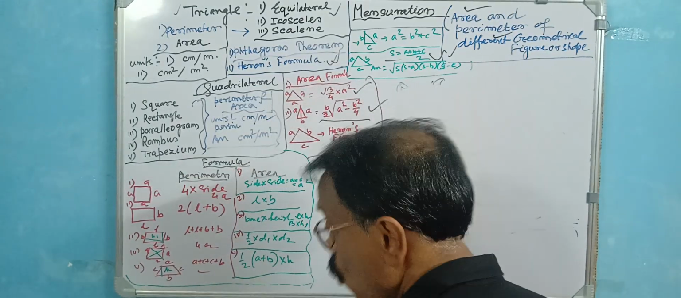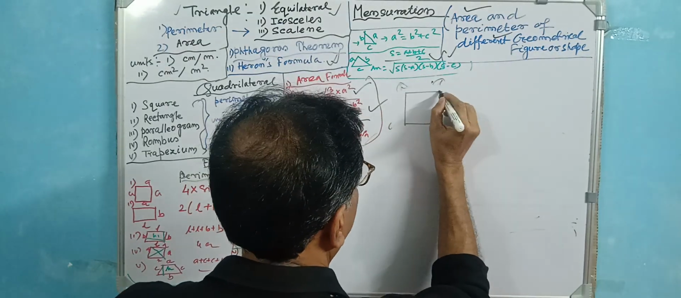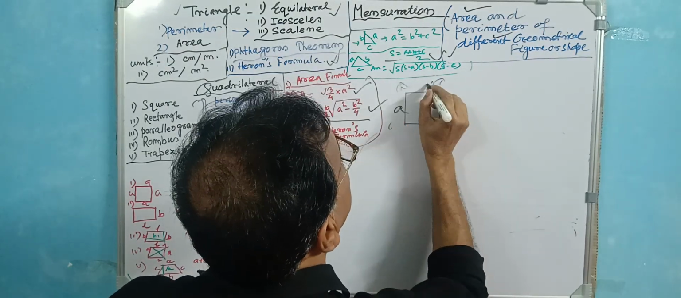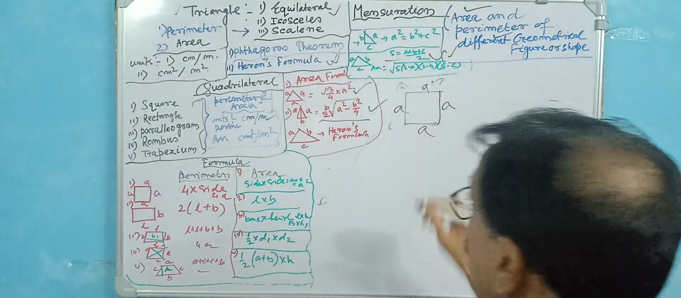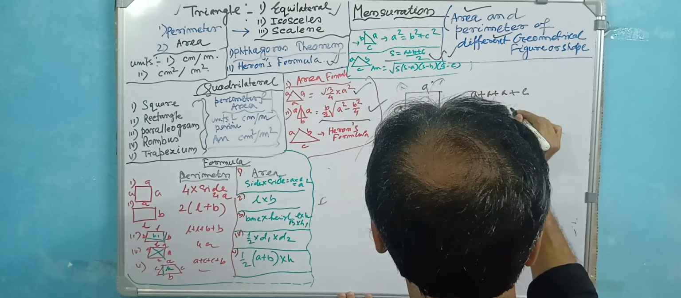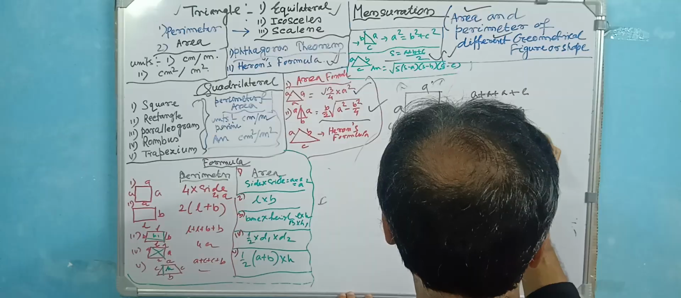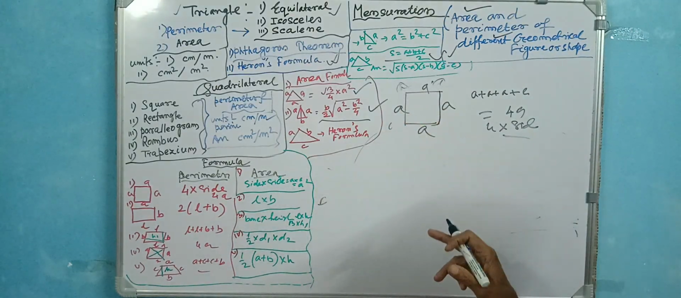Now, what is the area? This is A, this is A. So, what is the perimeter of the square? Perimeter means A plus A plus A plus A. That is actually 4A, that means 4 into side. This is the perimeter of the square, 4 into side.